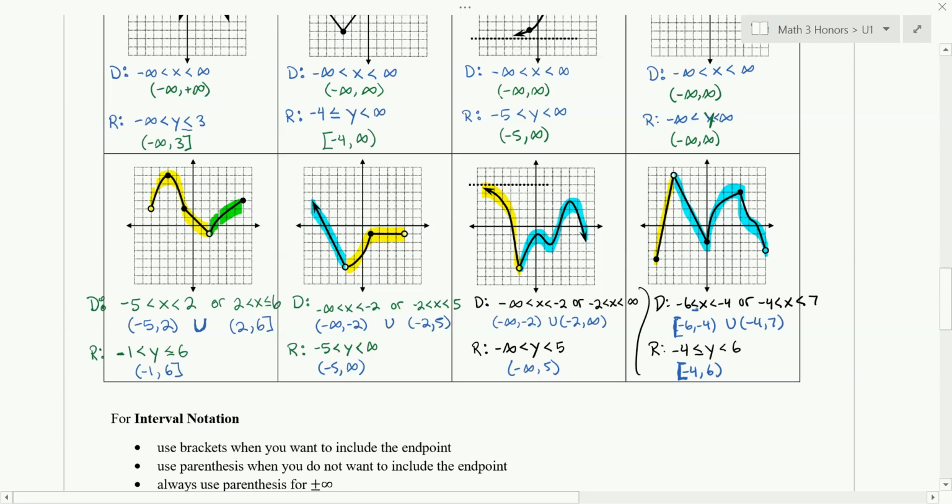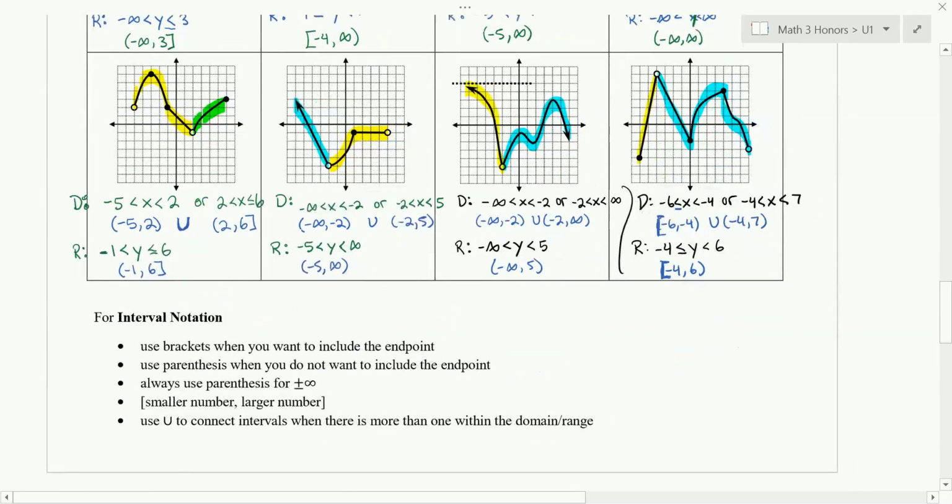All right, so interval notation. Here's just a summary of what we've been doing. Use brackets when you want to include the endpoint. Use parentheses when you do not want to include the endpoint. Always use parentheses for positive or negative infinity. Always go smaller number first, larger number second. And use the union to connect the intervals when there's more than one within the domain or the range. It could happen with the range. We haven't seen that happen yet.